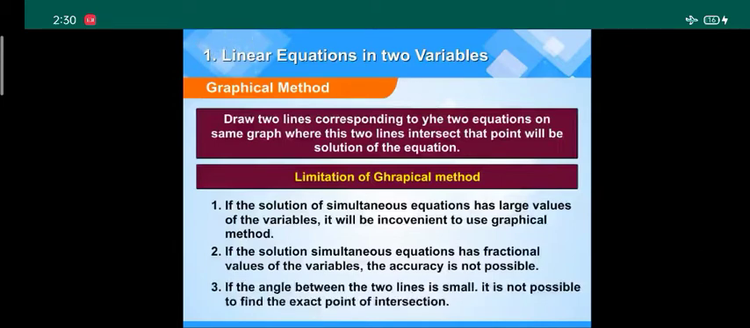3. If the angle between the two lines is small, then it is not possible to find the exact point of intersection.